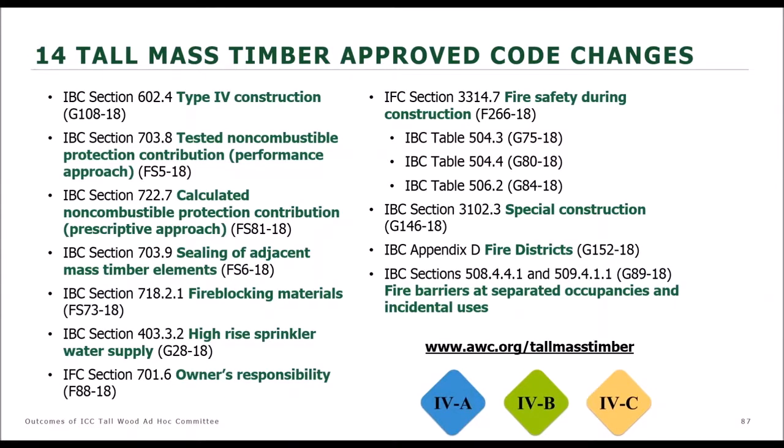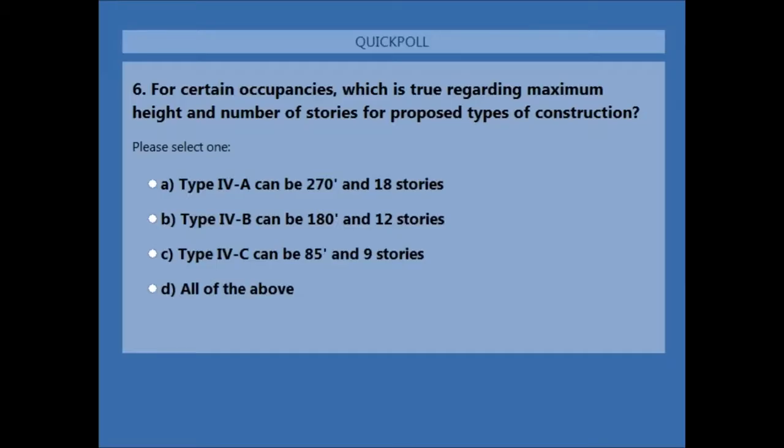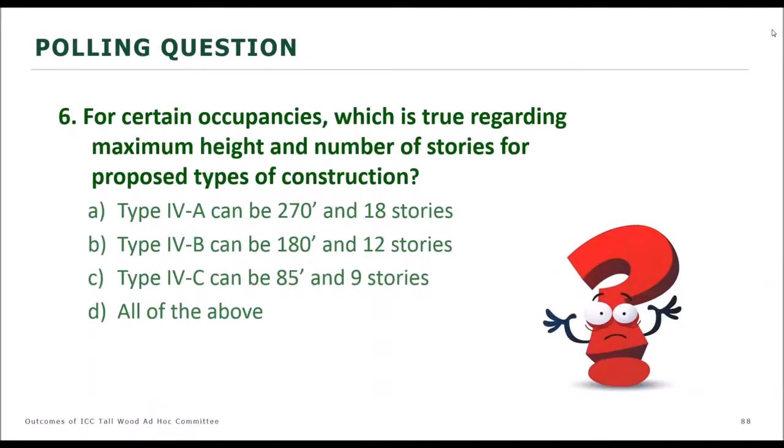And I think we have another poll question. Let's see. One more, and this is the last one. For certain occupancies, which is true regarding maximum height and number of stories for proposed types of construction? Type 4A can be 270 feet and 18 stories, type 4B can be 180 feet and 12 stories, type 4C can be 85 feet and 9 stories, or all of the above. 87% say all of the above. And are they right? They're right. Excellent. Well done.